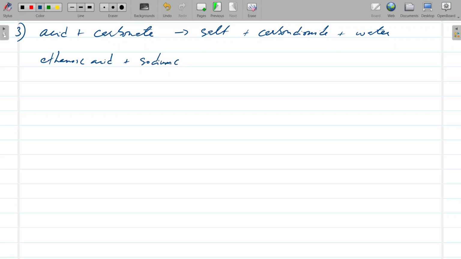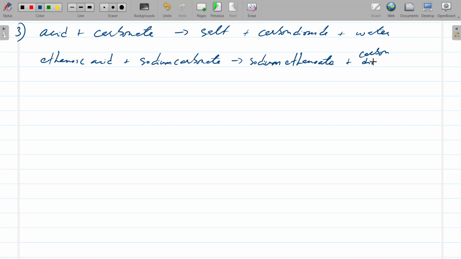Sodium carbonate itself is a salt. We're going to get a new salt. What will the name be again? Sodium ethanoate. Now the good thing is there's no oral exam over here, so you won't be asked to pronounce it. You just need to know how to spell it properly. Sodium ethanoate, carbon dioxide.